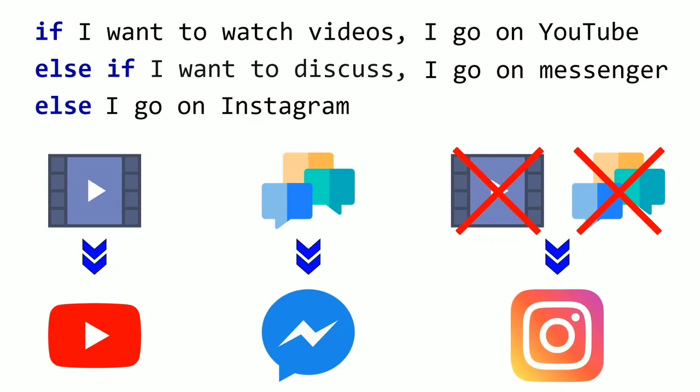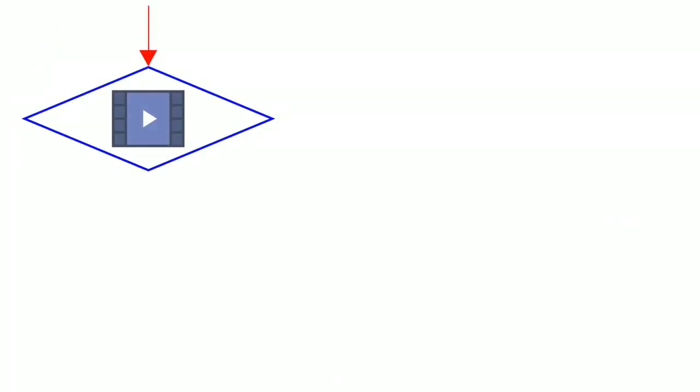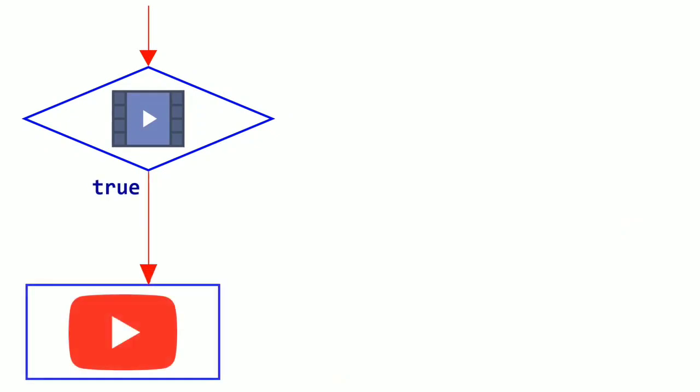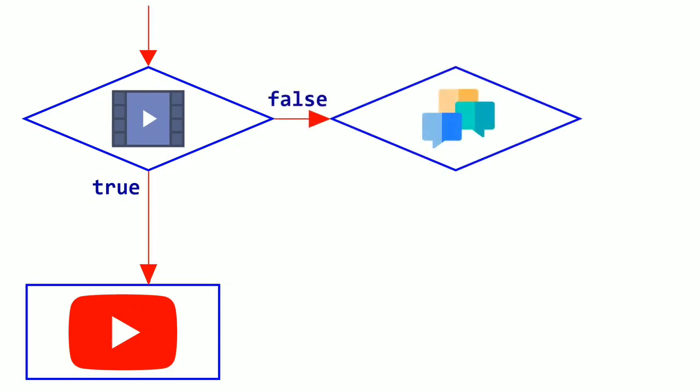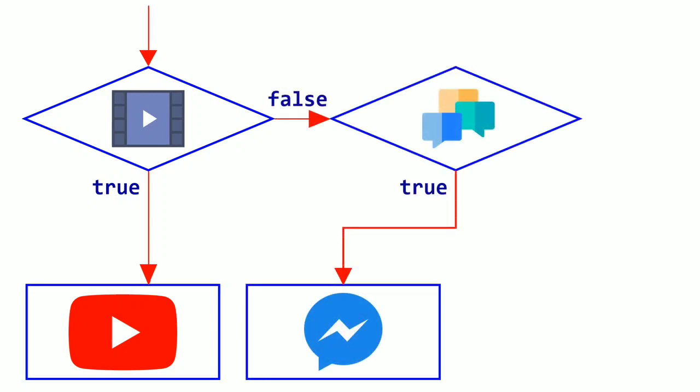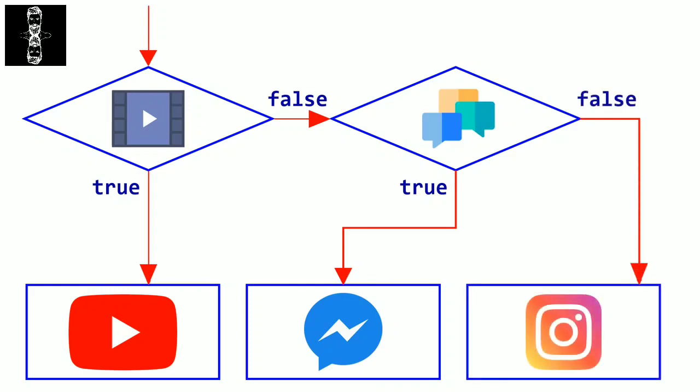So what's going to happen when you're on your phone? You will first check if you want to watch videos. If it's yes, you go on YouTube. And if it isn't the case, you will move to the second case. You will check if you want to discuss with friends. If it's yes, you go on Messenger. And if it's no, you go on Instagram.